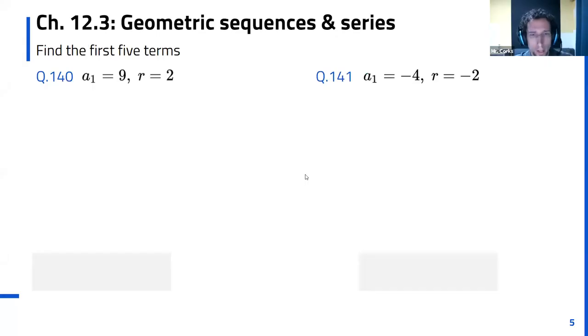All right, next ones. Find the first 5 terms of each of these. This also should not take very long, but take a moment and try this out.